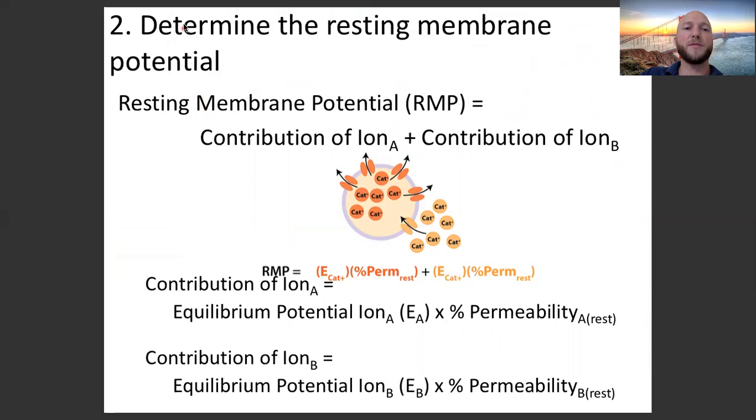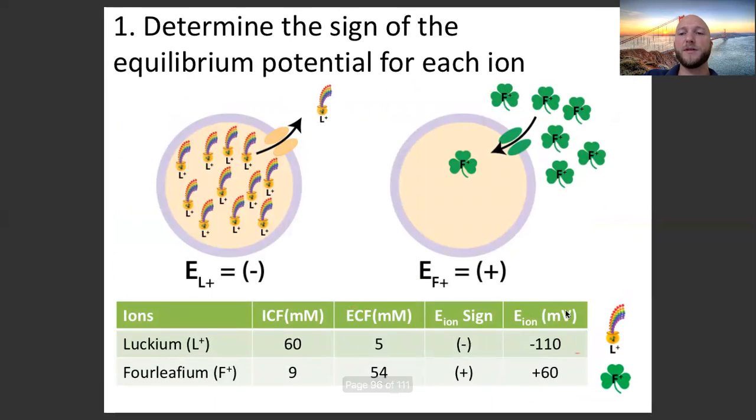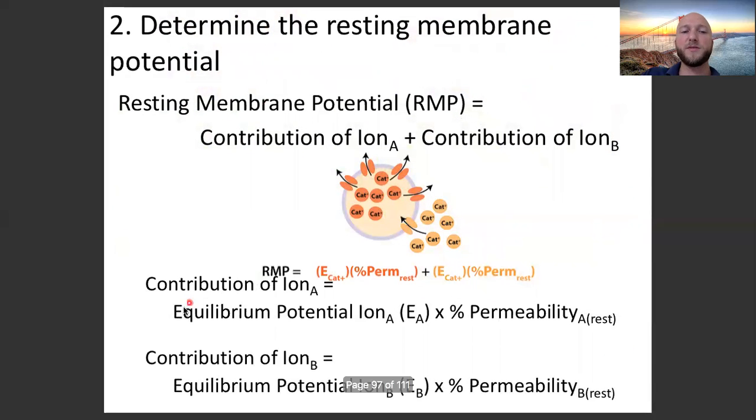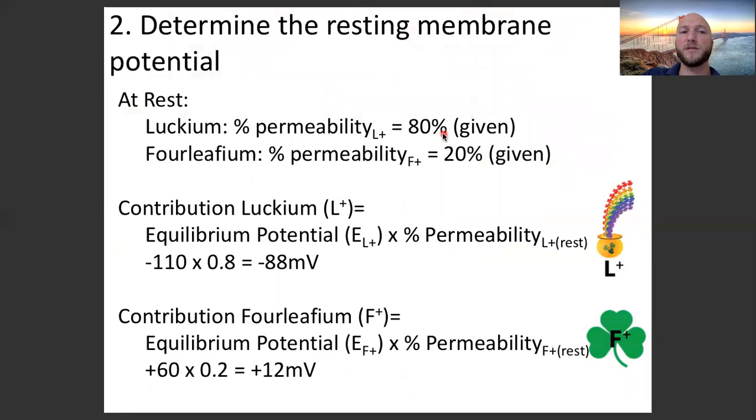Determine the resting membrane potential. The resting membrane potential, or RMP, is the contribution of ion A plus the contribution of ion B. Well, what's the contribution of ion A? The contribution of ion A is the equilibrium potential of ion A times the permeability at rest. So the equilibrium potential we figured out in part 1, the sign, and the value was given to us in part 1. So we've got this value now. Permeability will be given to us.